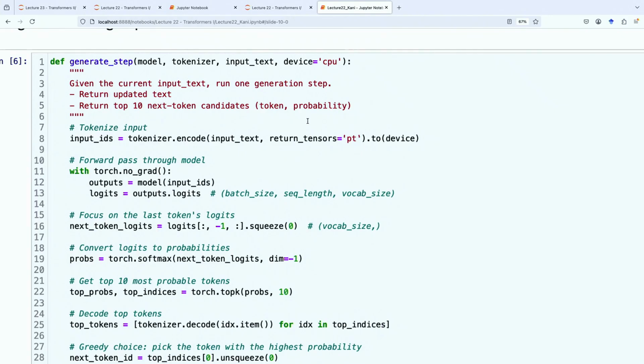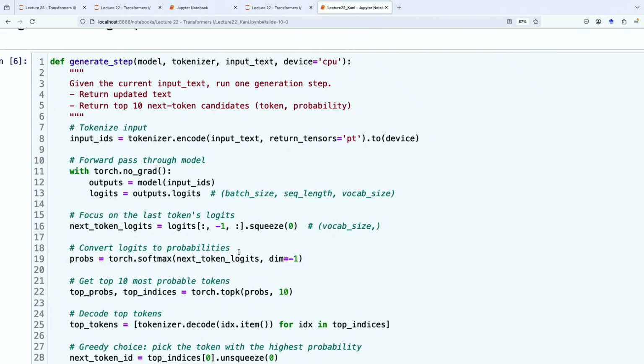So what this function is doing is taking in the input, generating the input IDs, then putting those input IDs into the model, generating the output distribution, looking at the output distribution after the last token, and then putting that output distribution after the last token through a softmax function.